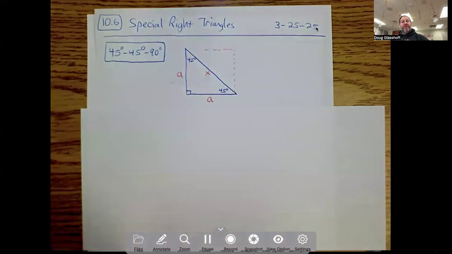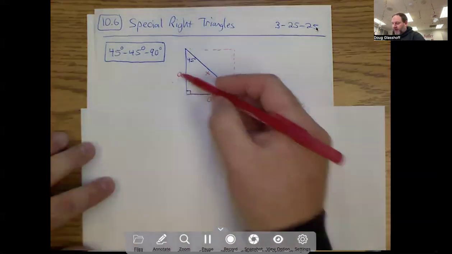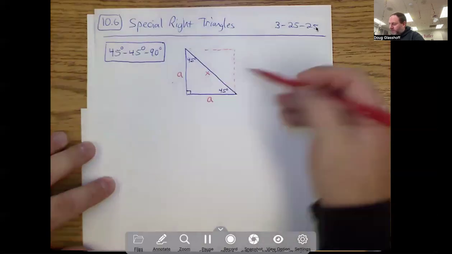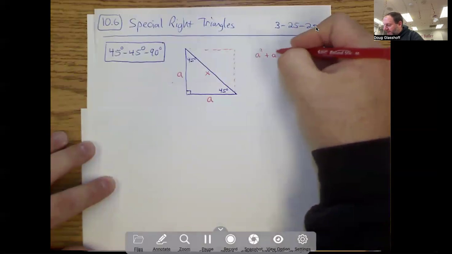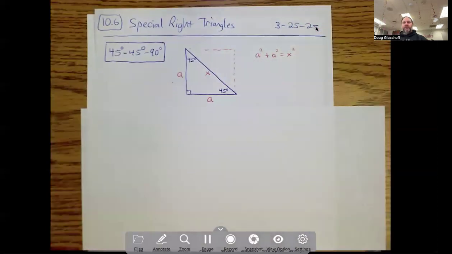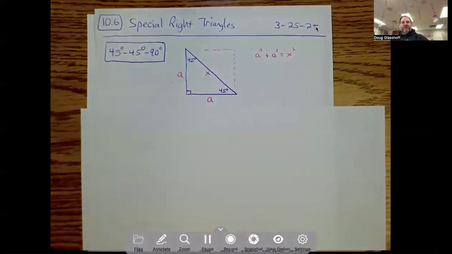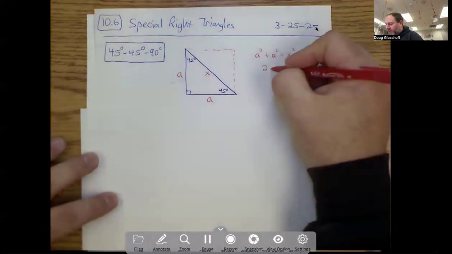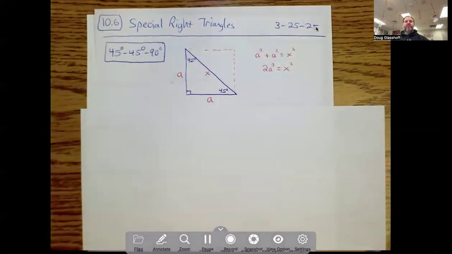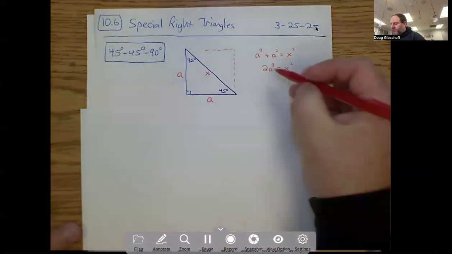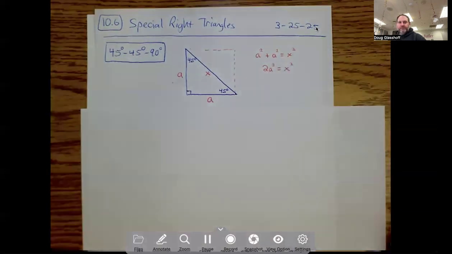If you remember the Pythagorean theorem, we did a couple sections ago, it is the leg squared plus the leg squared will equal the hypotenuse squared. So in this case, it would be a squared plus a squared equals x squared. Well, if I add those two a squareds together, if I have two of something, that becomes 2a squared. Remember, we don't change the power when we do that. We talked about that in previous sections. So I have 2a squared equals x squared.